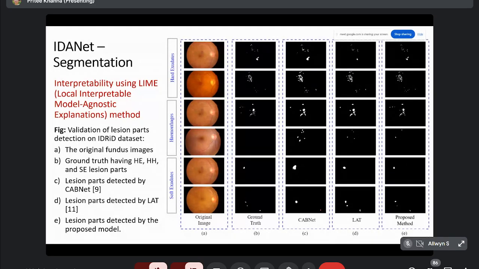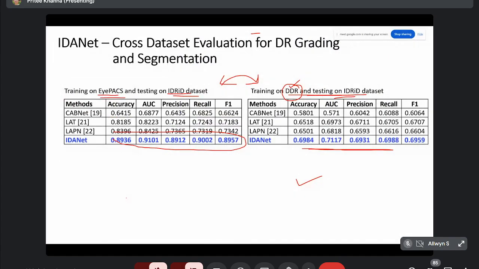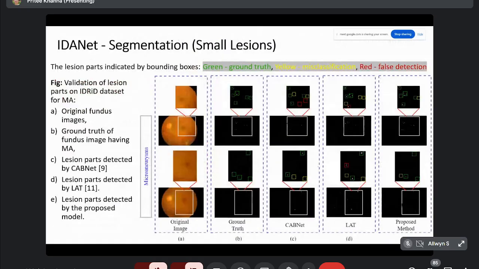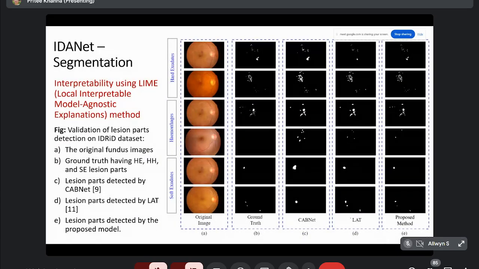So here, these soft exudates, hard exudates, and hemorrhage cases are being taken. So, original images and ground truth. Now you can see these two here; you must have seen these, CabiNet and LAT, which were the state of the art when these methods were published. So we have compared our performance with the state-of-the-art methods, and this picture is self-explanatory, right?